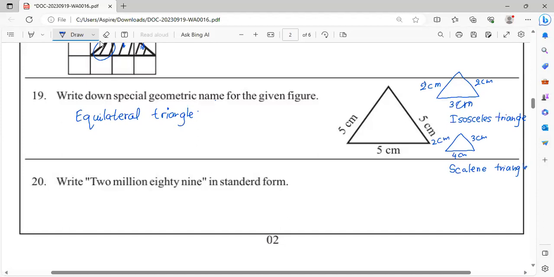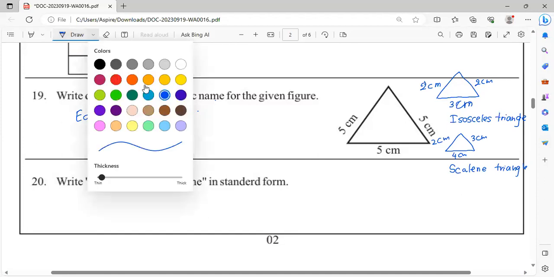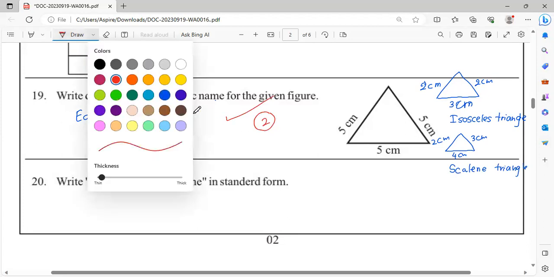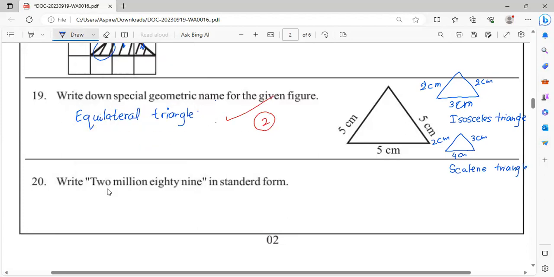If you want, you can write down 2,089,000 in standard form. Then million, that means there should be how many blanks? There should be 1, 2, 3 blanks. Millions, only millions.